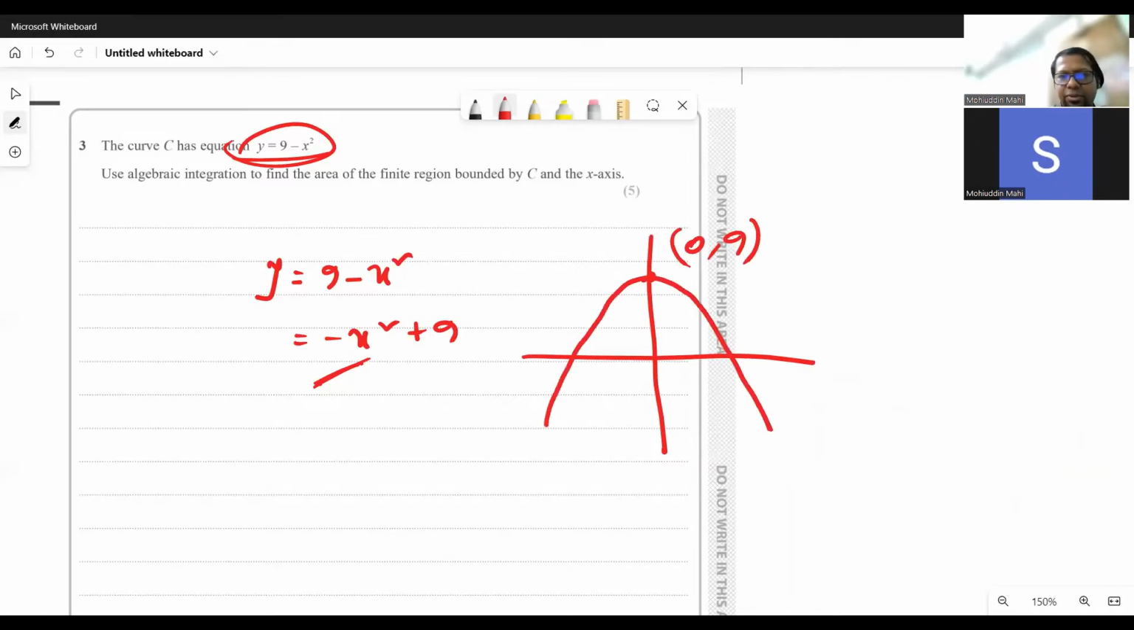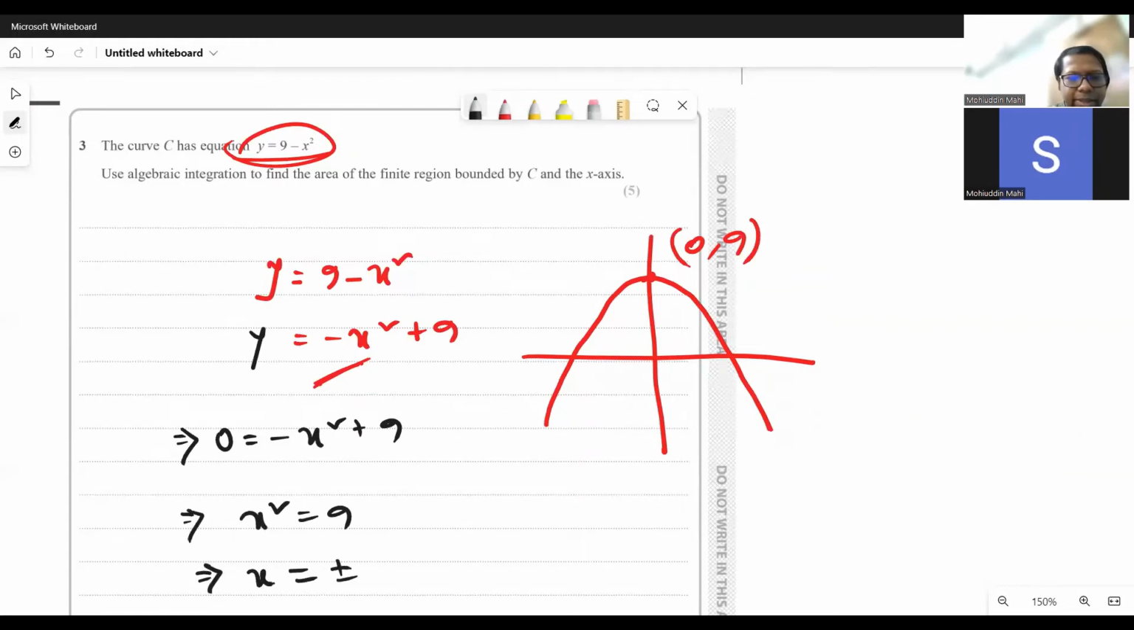And if you want to find out the x-intercept, we will consider the value of y as 0. So that's x squared equals 9, x equals plus minus 3. So this is minus 3, 0. This is 3, 0.